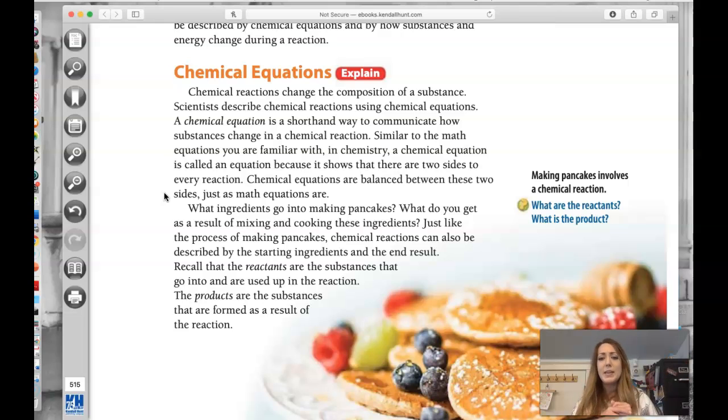What ingredients go into making pancakes? What do you get as a result of mixing and cooking these ingredients? Just like the process of making pancakes, chemical reactions can also be described by the starting ingredients and the end results. Recall that the reactants are the substances that go into and are used up in the reaction. The products are the substances that are formed as a result of the reaction. So Tuesday's lesson, you should have written down what reactants and products were, but if you didn't, pause and get those down now, okay?